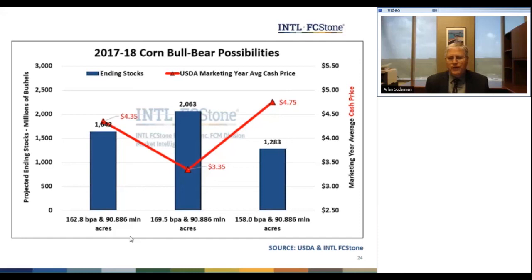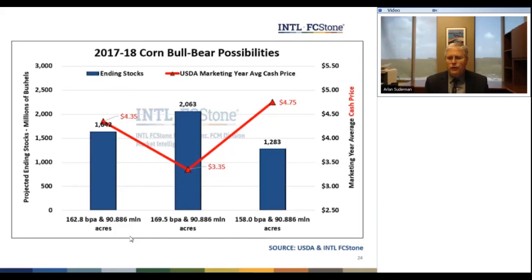If, in fact, we do get the 169.5 bushels per acre, that would suggest, in my terms, on my balance sheet, I have a little bit more demand there, 2.063 billion bushels, marketing year average cash price of $335. Not that much different from this past year.